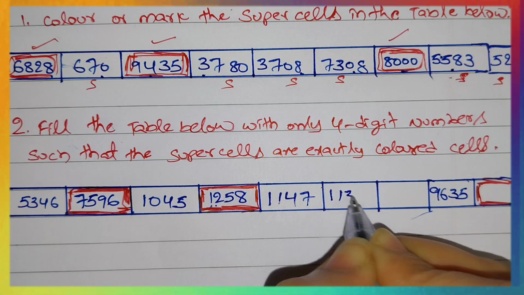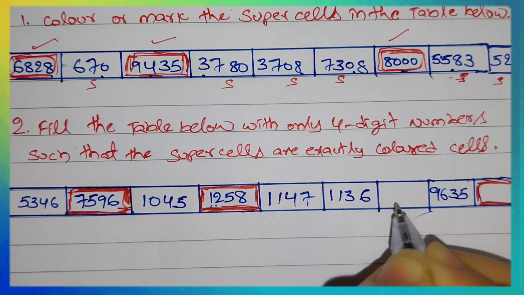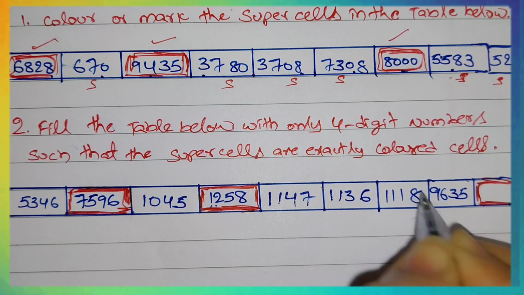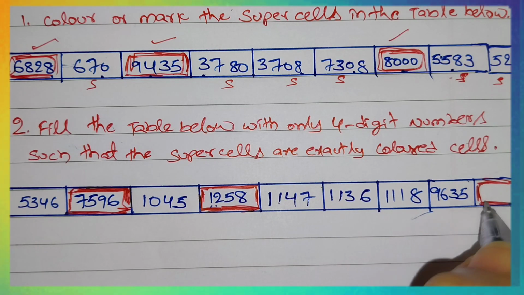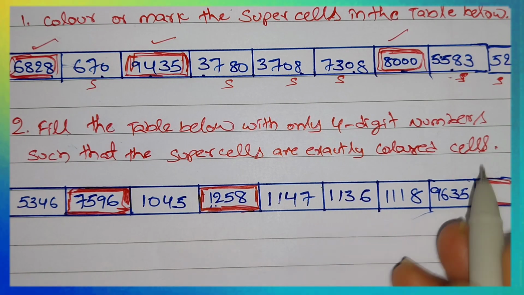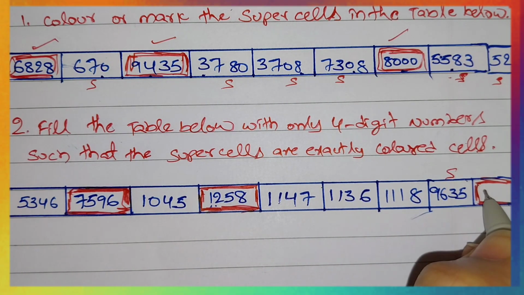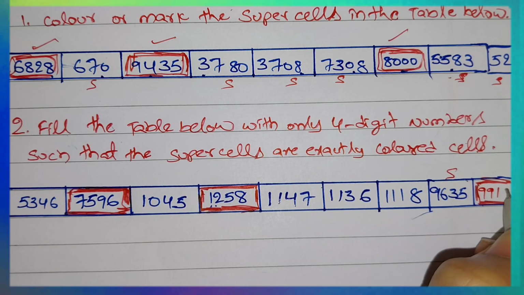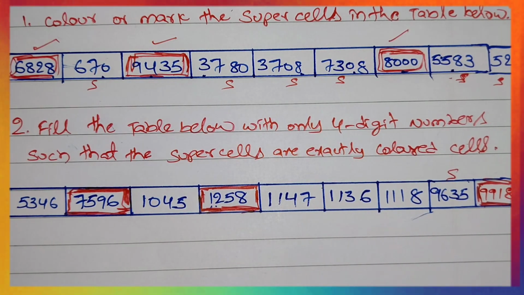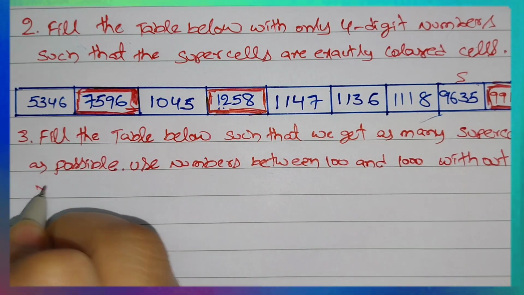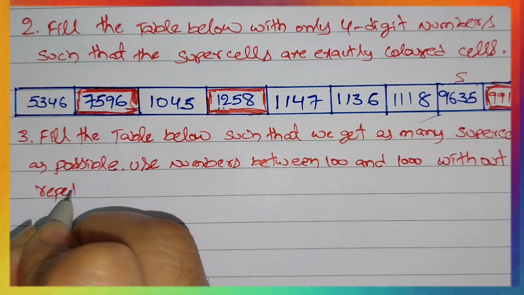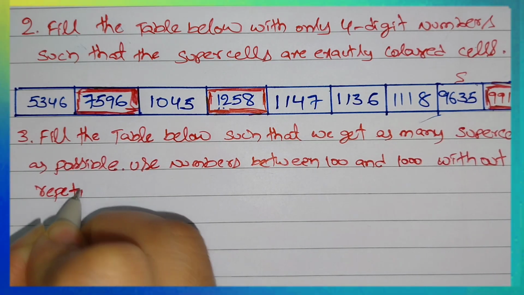So 1258. Next cell we have to write a smaller number because 1258 is a larger cell. Next we have to write a small number. Next also we have to write a small number. The last one is a supercell. So I wrote 9918. This is a supercell. Moving to the third question.